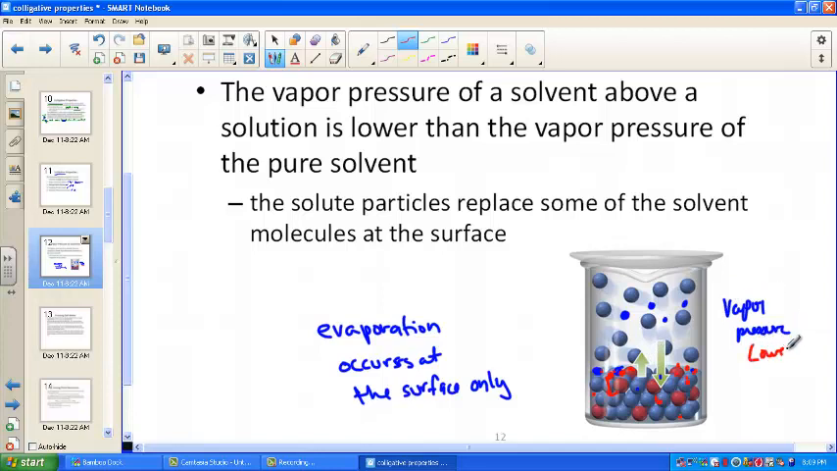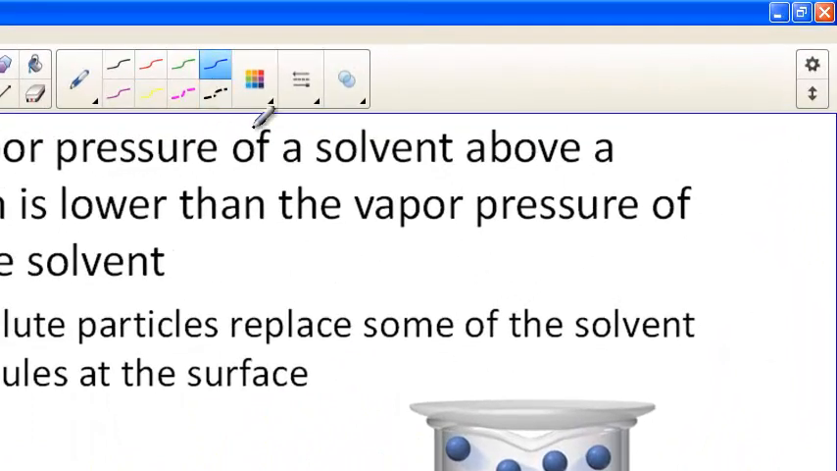Vapor pressure drops. And the more and more I add, the more I prevent the liquid from evaporating, therefore the vapor pressure is prevented from even forming. So therefore, vapor pressure lowers when I add a solute to the solvent. The vapor pressure of a solvent above the solution is lower than that of the pure solvent. The evaporation is prevented just by the mere competition to be at the surface of the liquid here.